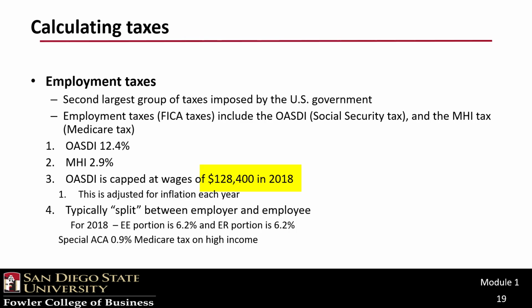And that amount is adjusted for inflation each year. So in 2019, it will probably be a little bit higher. In 2017, it was a little bit lower. And typically, and certainly for the foreseeable future, these taxes are split between the employer and the employee. So the idea is half of it is withheld from the employee's paycheck, and the other half is paid by the employer. And there's also, under the Affordable Care Act, a 0.9% additional Medicare tax on higher income earners. And we'll talk about what those thresholds are in a second.